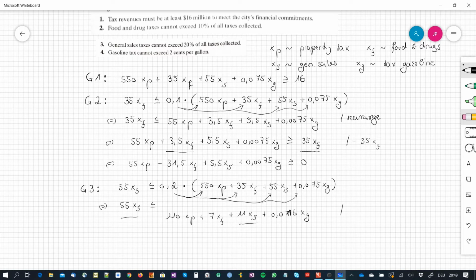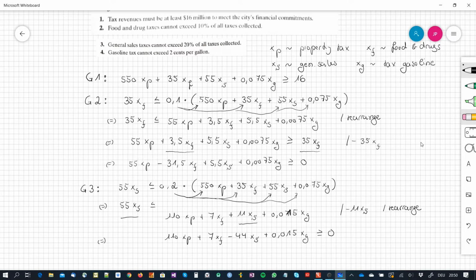So what we can do first is we subtract the 11 XS, so the 55 becomes 45, and then we rearrange the terms, and then the equation becomes as follows. We have the 110 XP plus 7 XF minus 44 XS plus 0.015 XG, and these shall be larger or equal to 0.